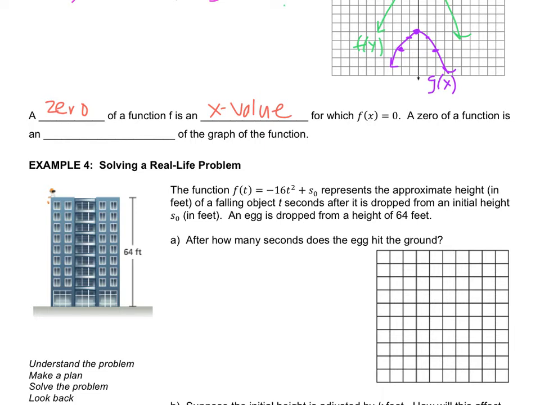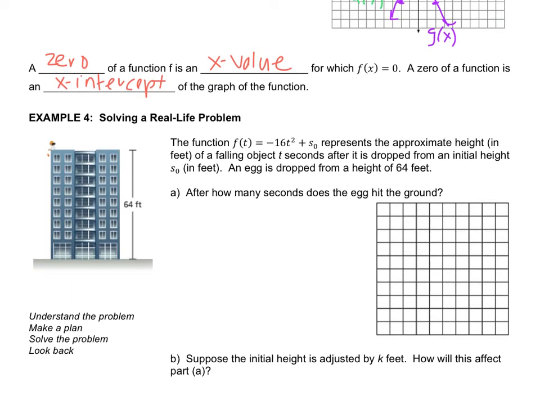A zero of a function, when we're looking at a graph, is an x-intercept of the graph of the function. So when we have a graph, we're going to look for where it intersects the x-axis.